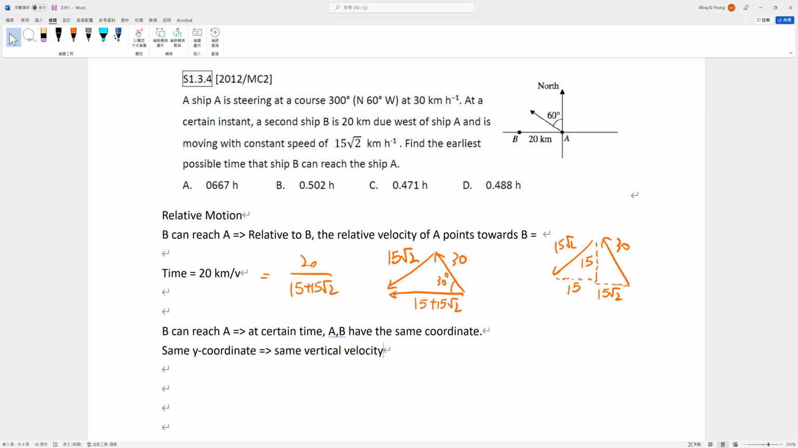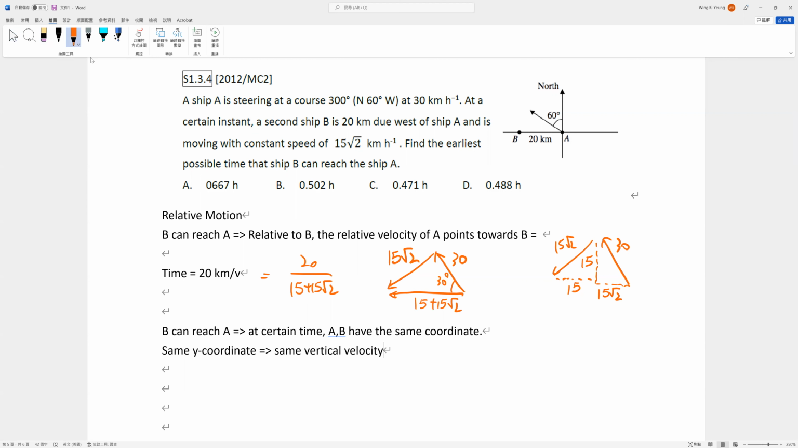You think that if A is moving up, that means due north, let's say 3 meters per second, and if B is moving due north 2 meters per second, then B cannot reach ship A at any time, because B is always behind A all the time. So they must have the same vertical velocity, that means the velocity due north, such that they may meet each other.